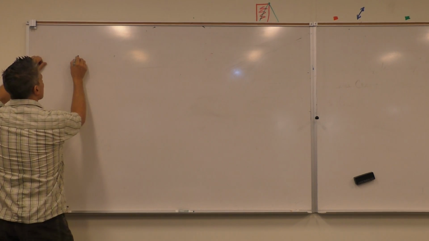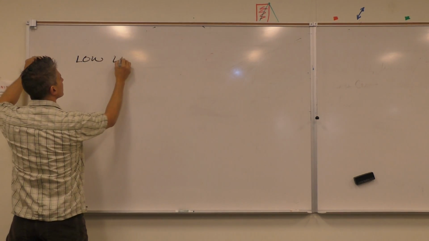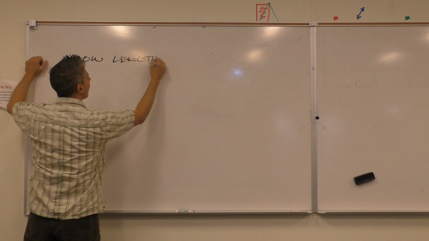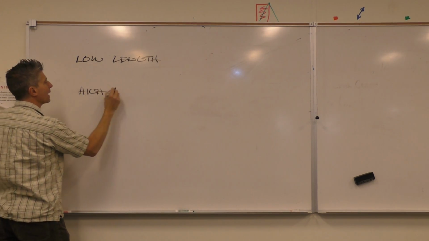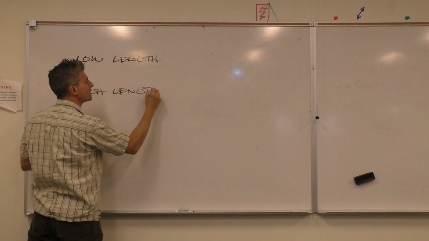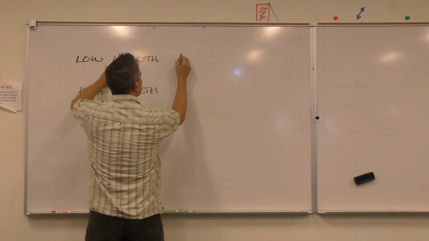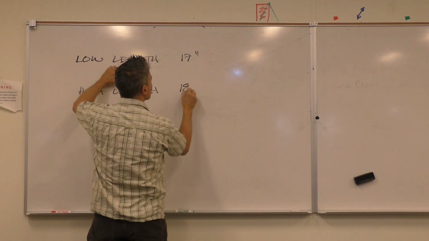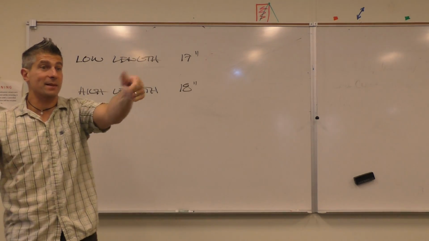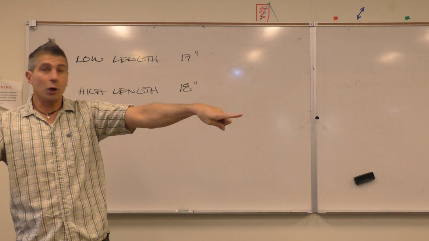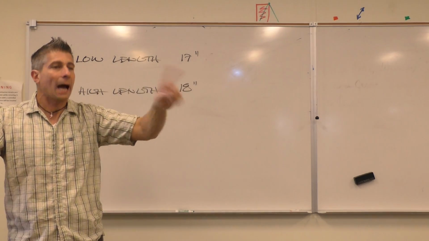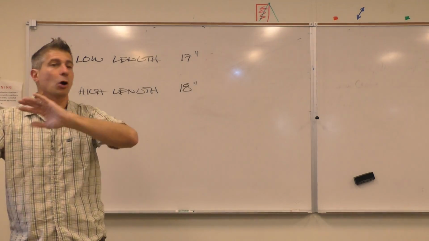So I'm gonna put low length and high length. And when I say low and high, Nika, all I mean is of the two numbers you got, one was smaller than the other. Is that fair? Okay, so the low length was 17 inches, the high length was 18 inches. And I know some of you had different estimates than this, so that's totally fine. As I saw you measuring, some people were calling it between 17 and 19, some were saying 18 and 19. Totally fine, it doesn't matter.